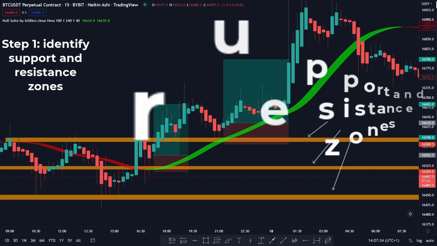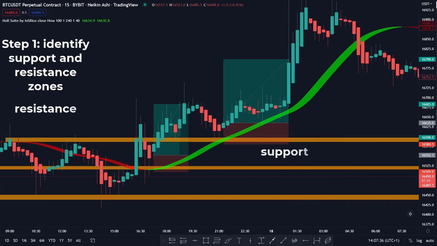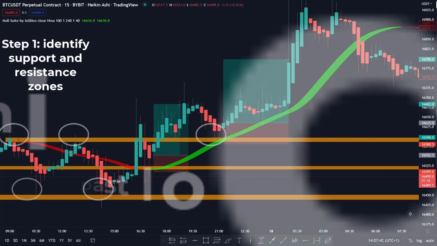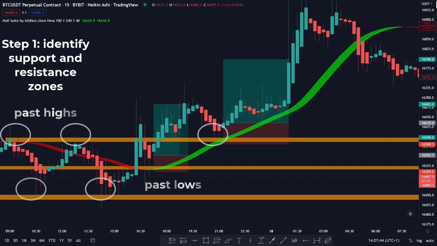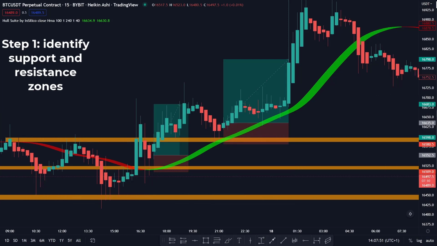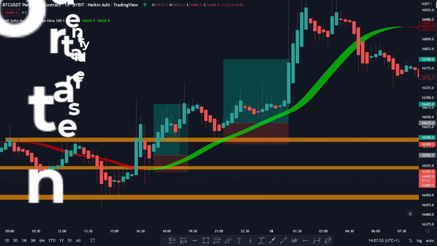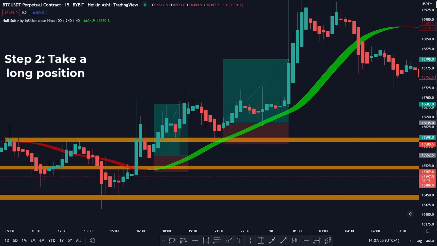As we can see, these zones often act both as support and resistance throughout time. You can identify these zones by looking for past price highs and price lows happening on certain levels multiple times. By doing this, we have a more than fair chance price will reverse when price approaches these levels in the future. Step 2. Take a long position after we have identified our support zones.